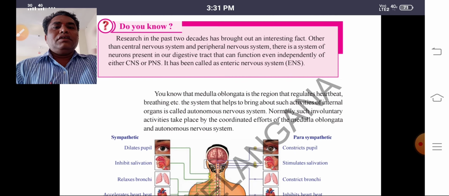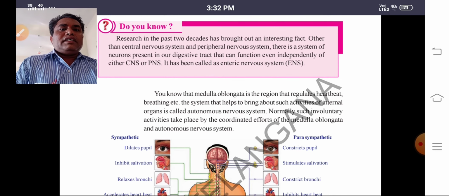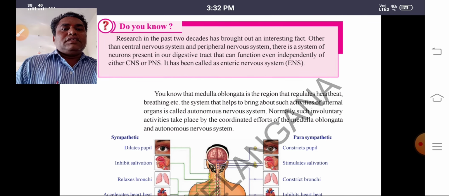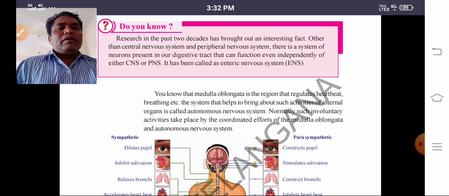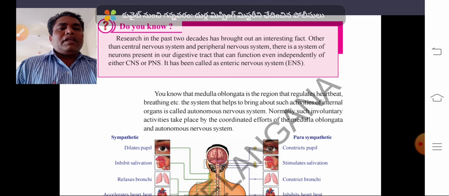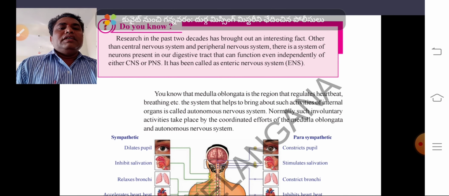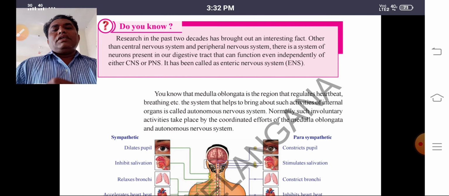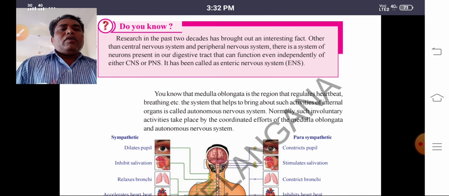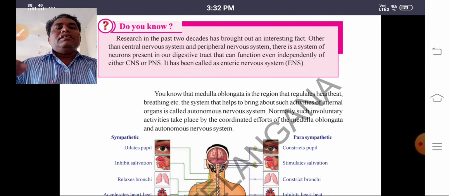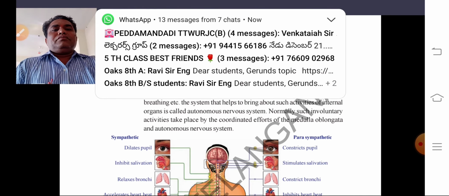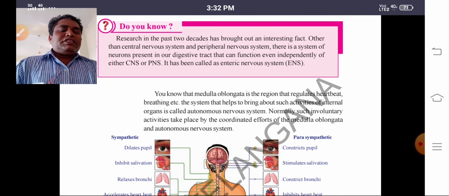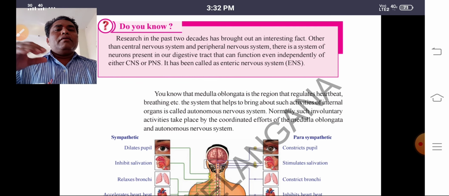So research in the past 2 decades has brought out an interesting fact other than central nervous system and peripheral nervous system. There is a system of neurons present in our digestive tract that can function even independently of either CNS or PNS. It has been called as enteric nervous system. So, central nervous system and peripheral nervous system.